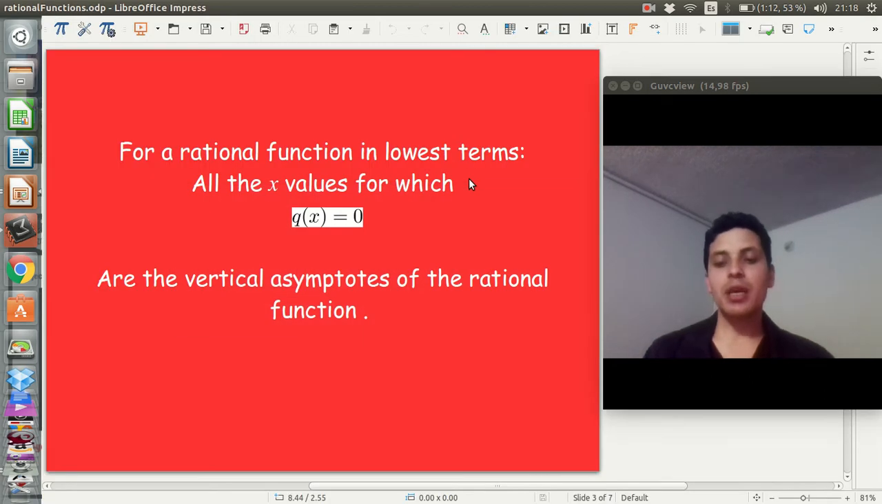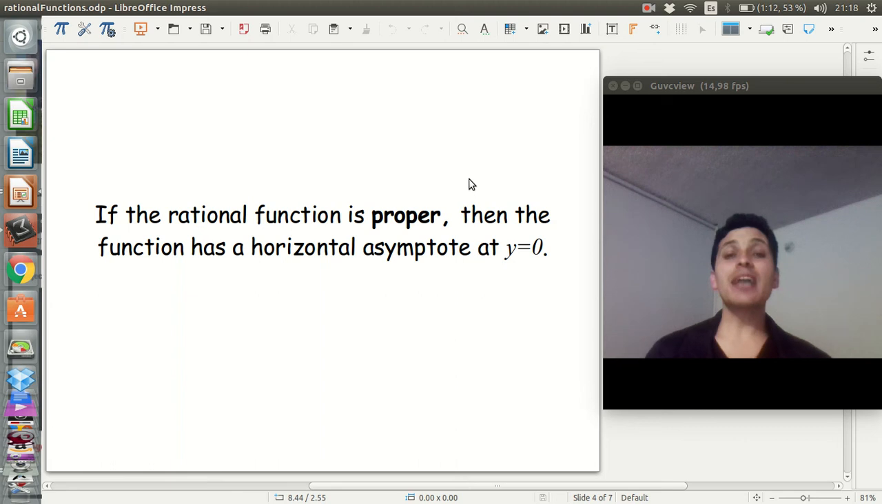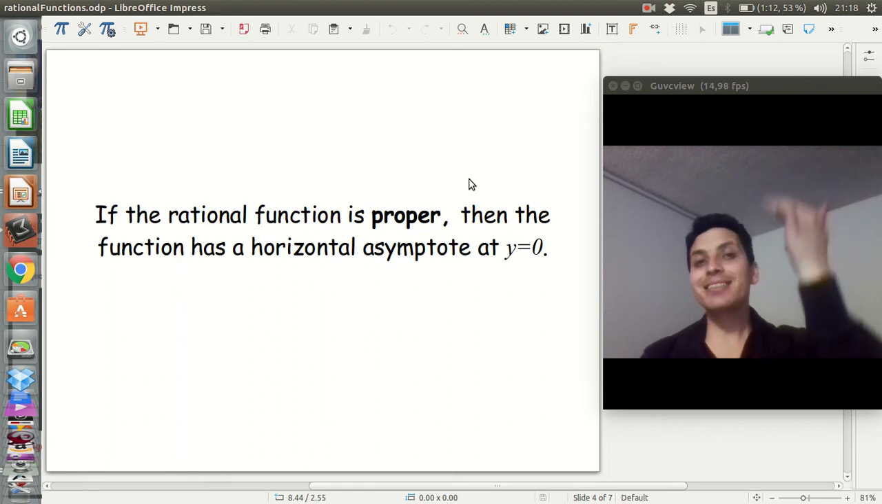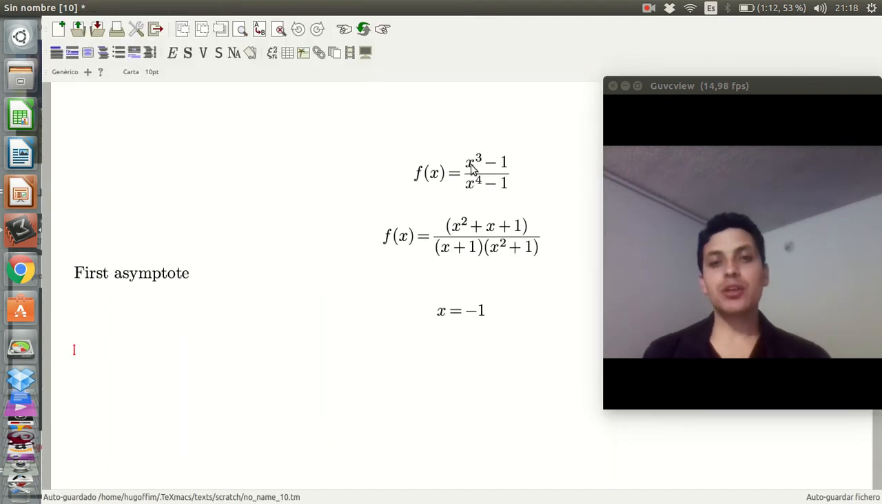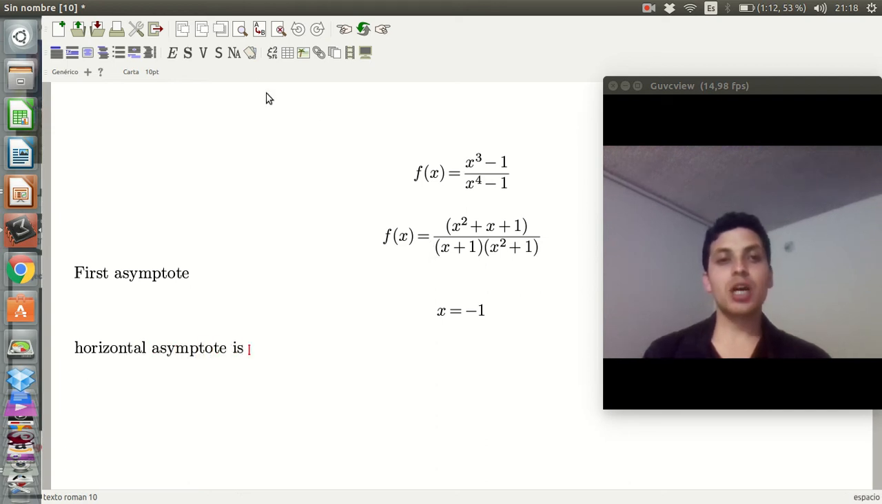Now we're going to see more information. If the rational function is proper, then the function has a horizontal asymptote at y equals 0. What does it mean that a function is proper? A rational function is proper if the degree of the numerator is less than the degree of the denominator. So as you can see here, the degree of the numerator is less than the degree of the denominator, it means that this is a proper rational function, so the horizontal asymptote is just y equals 0.